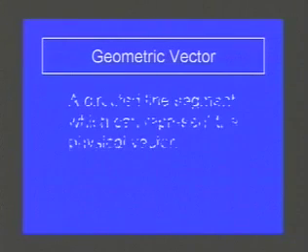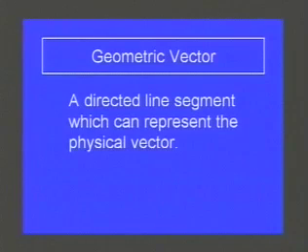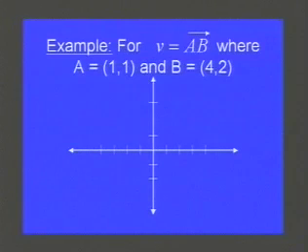All right, a geometric vector is a directed line segment which can represent the physical vector. So in other words, I want to be able to draw a picture of the physical vector, and the geometric vector is that picture. Generally you'll have a beginning point and an ending point, and then the segment that indicates direction in between them. For example, V equals AB. Now that's the type of notation you'll see quite often. The first point is always going to be the beginning point, the second point is going to be the ending point, the one where the arrow ends.